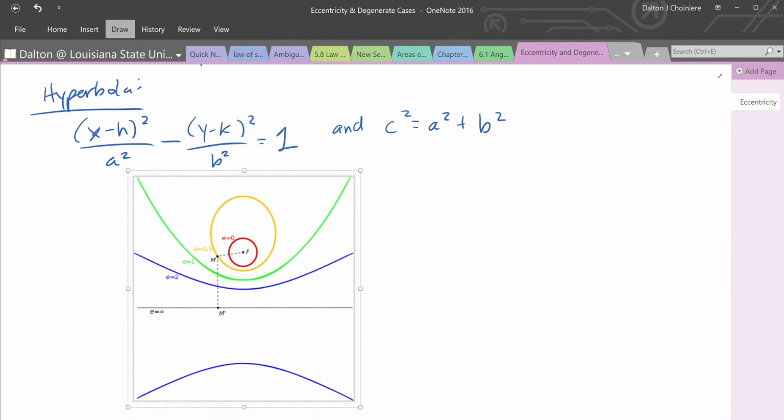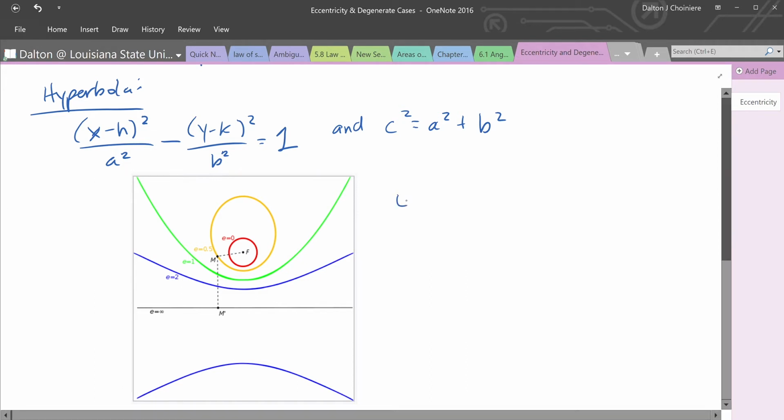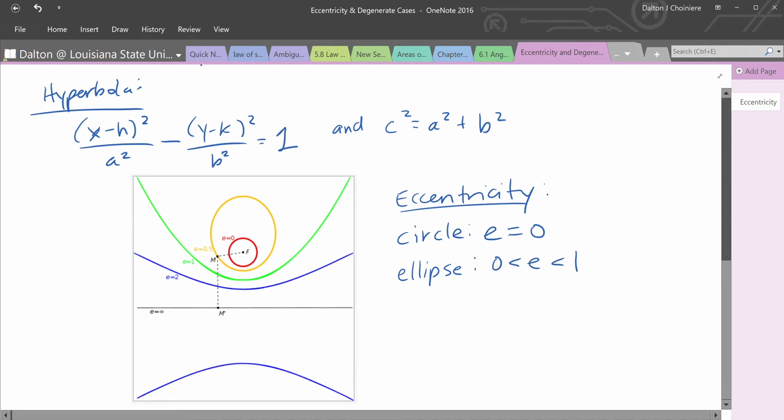And I say that because the eccentricity of a circle is 0. So in a circle, the eccentricity is equal to 0. And you can see in this example here, the red circle, where it says E is equal to 0. From that, we have an ellipse, which is the yellow shape, and its eccentricity is between 0 and 1.